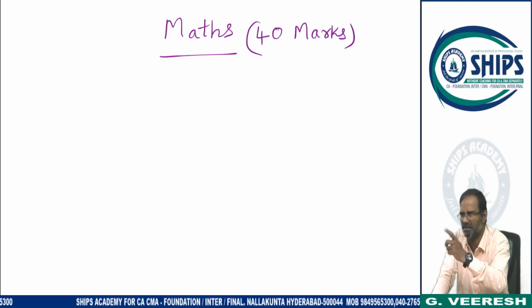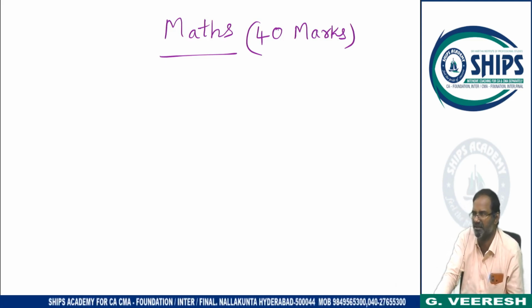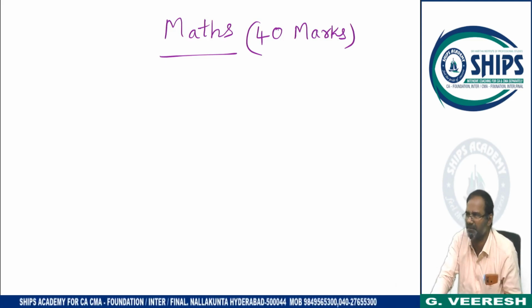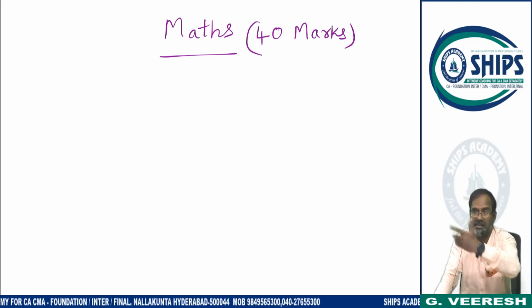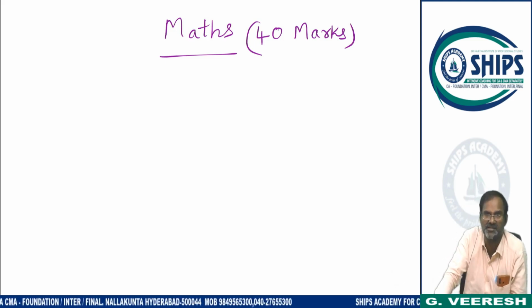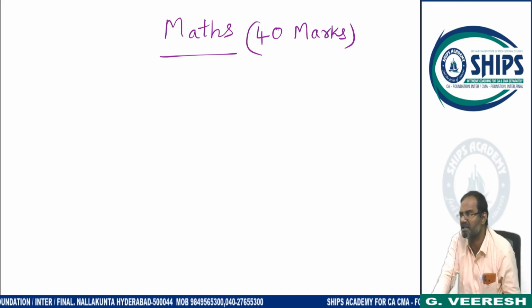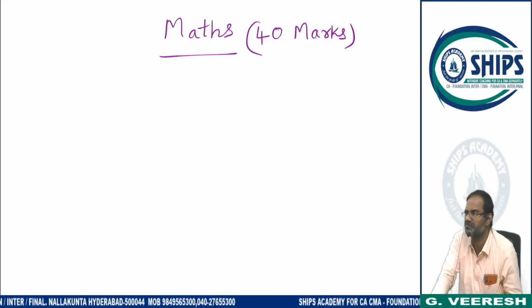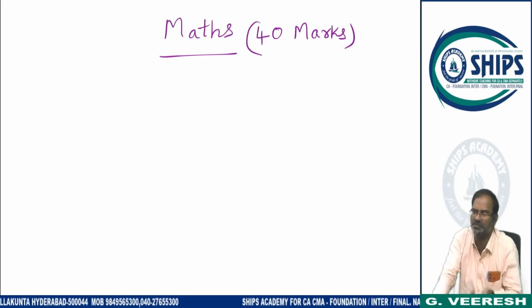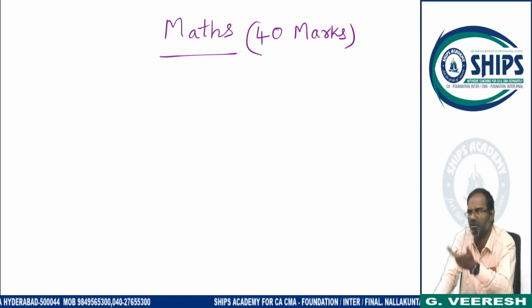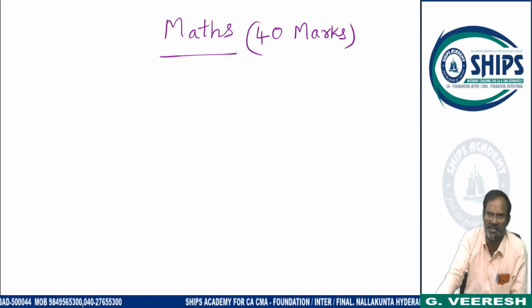The CMA standard is very low compared to CA. In the exam, they are almost giving the same. CMA students' books have very simple questions, but when it comes to the exam, they give a very standard paper. But CA problems are standard, and the exam is also standard. So that is a very good advantage for CMA students.